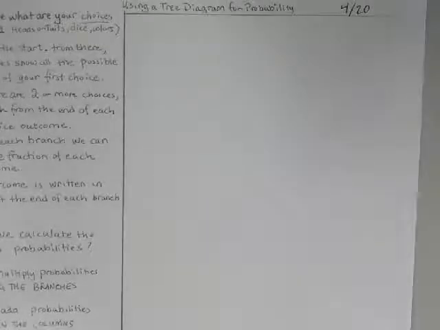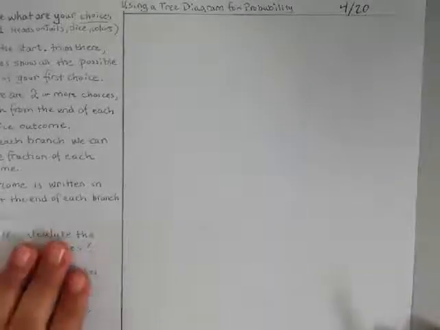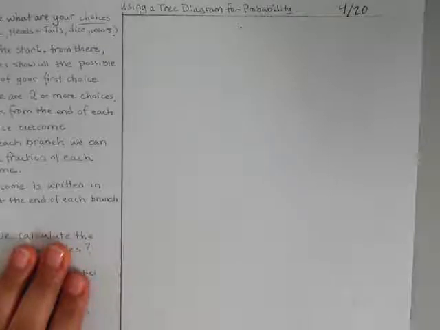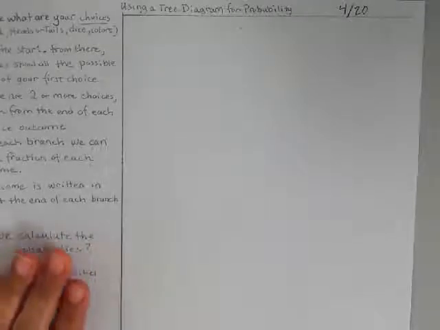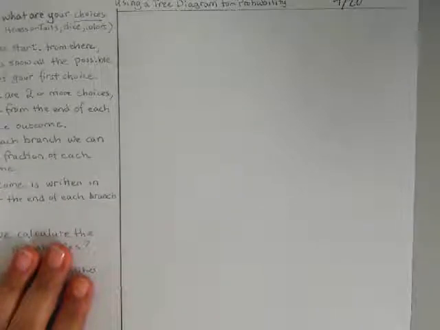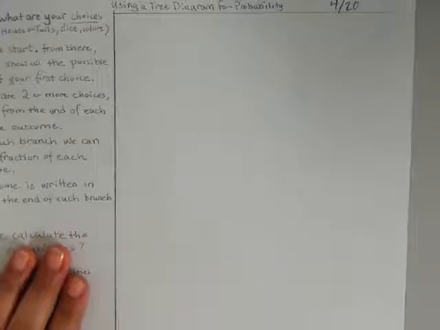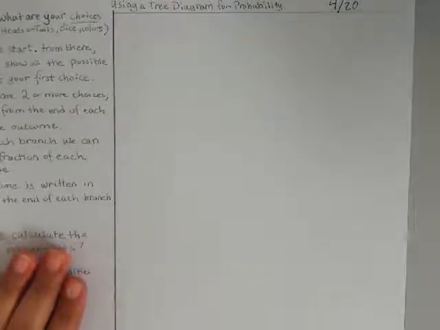So, hi class. We're going to try to make a tree diagram for a probability question. A tree diagram is a type of model that helps us make sense of our choices and figure out the chances of any of them happening. It's just a way for us to keep organized, and it's a pretty good visual.